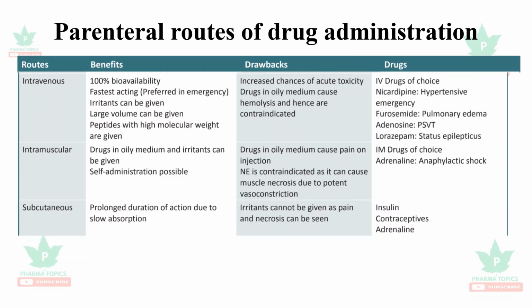administration. But the drawbacks are increased chances of acute toxicity, and hypersensitivity reactions may occur. Drugs in oily medium could cause hematological toxicity, and such drugs are contraindicated by this route. Examples of IV drugs of choice are nicardipine. It is useful in hypertensive emergency by this parenteral route.